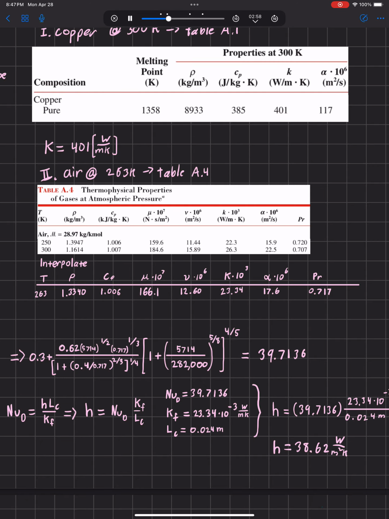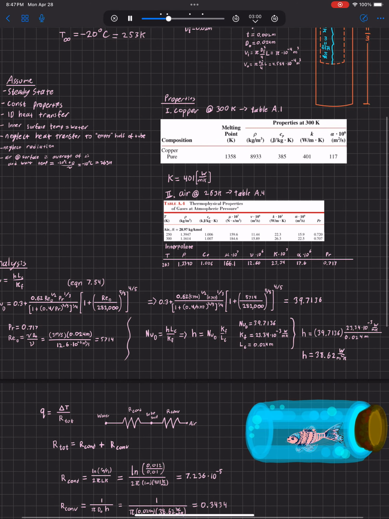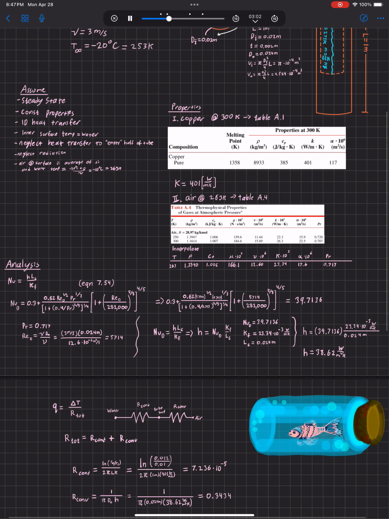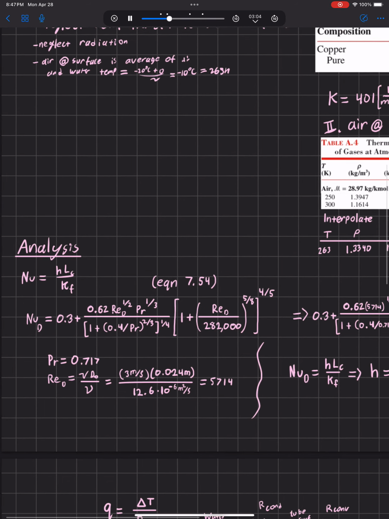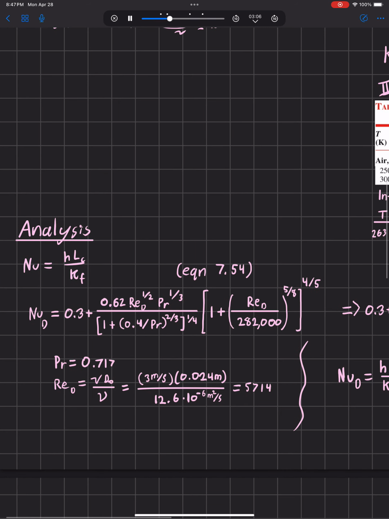So getting into analysis, we know that we want to find the Nusselt number because that equals h times L_c over k_f. And since we have the L_c and the k_f, that will help us find our h.